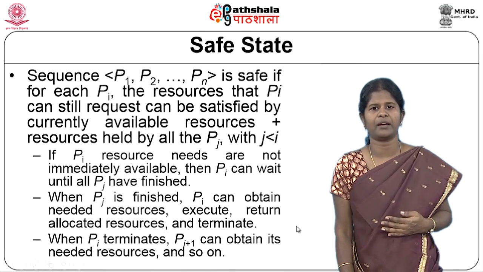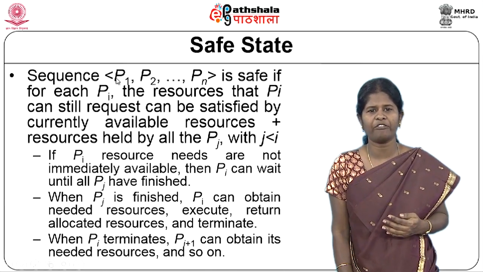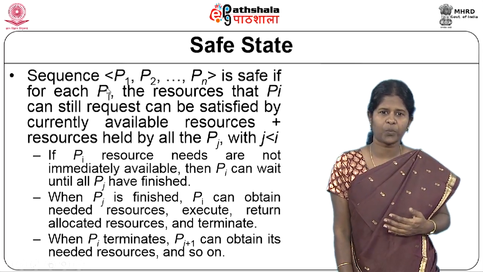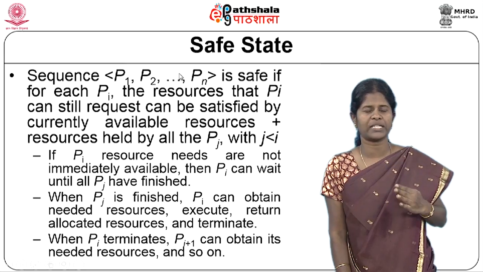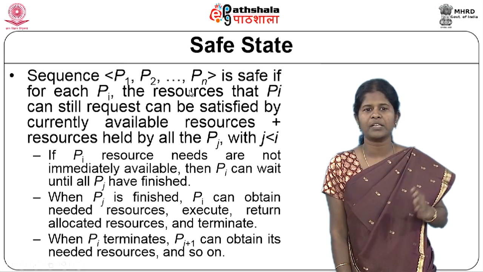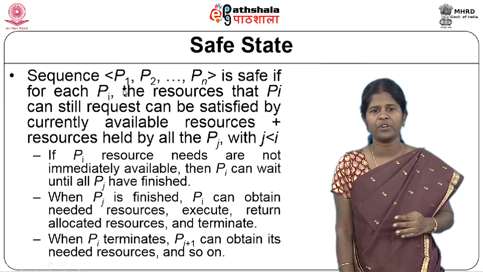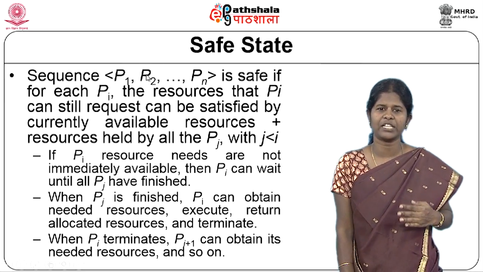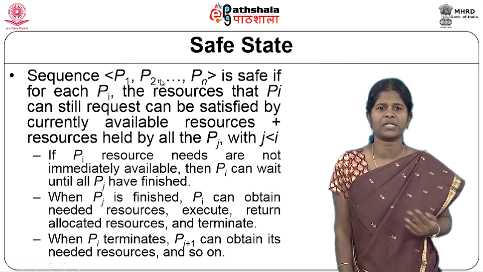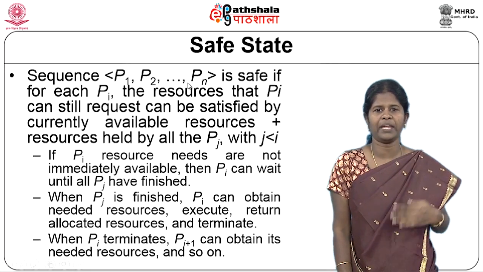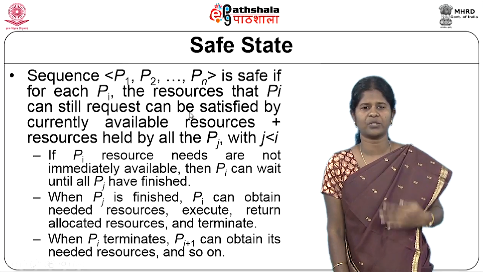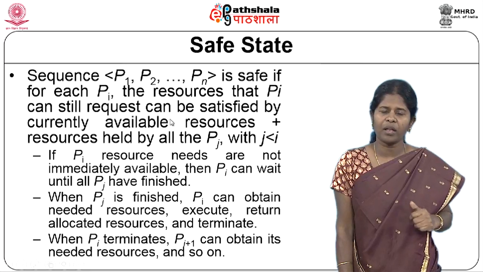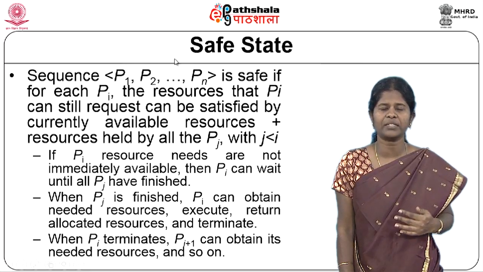So, what is meant by a safe sequence? You have processes P1, P2 etc. up to Pn in the system, and the sequence, that is P1 after P2 etc. up to Pn, is called a safe sequence if for each of these processes the resources that each of these processes can request in future can be satisfied with the resources that are currently available and with all the resources that are held by the other processes.